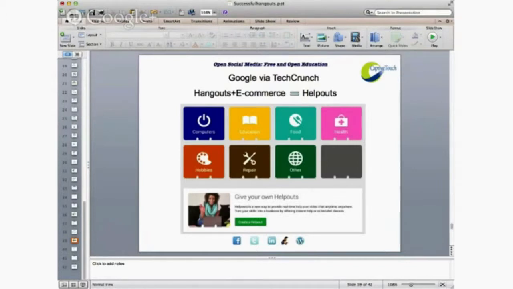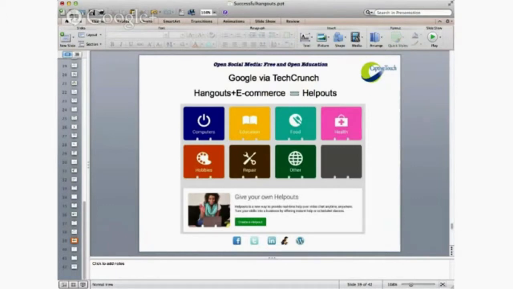Right now they have categories for computers, education, food, so you can give cooking classes, you can give health advice, you can teach people how to repair stuff and show them how to do hobbies. So this screenshot, which has been looked at, is give your own Helpouts.